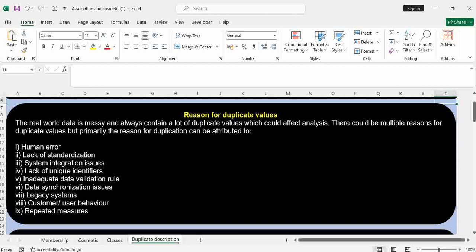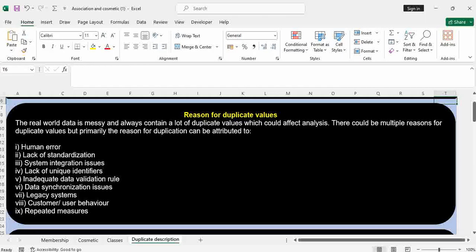Data synchronization issues. Again, getting data from a specific system. If there is no synchronized system between two services or two departments in your organization, this can really lead to, again, another duplication. Legacy systems, the outdated systems, can lead to duplication.